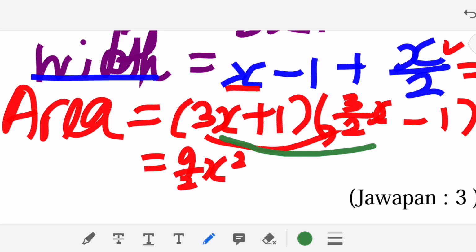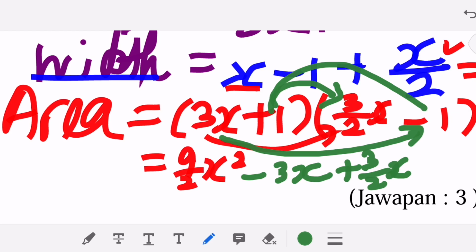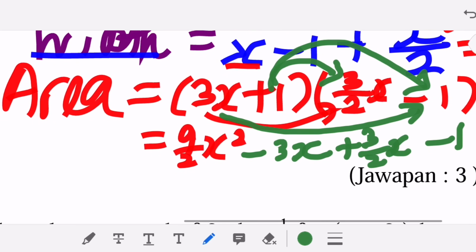So I draw another arrow using the green color line. Can you see that? That is 3x times the negative 1, so I get negative 3x. And then I will draw another one, which is 1 times 3 over 2x. You will get plus 3 over 2x, right? You write down carefully 3 over 2x. And then 1 times negative 1 is negative 1, so you have to write down negative 1. Okay, can follow? No problem.